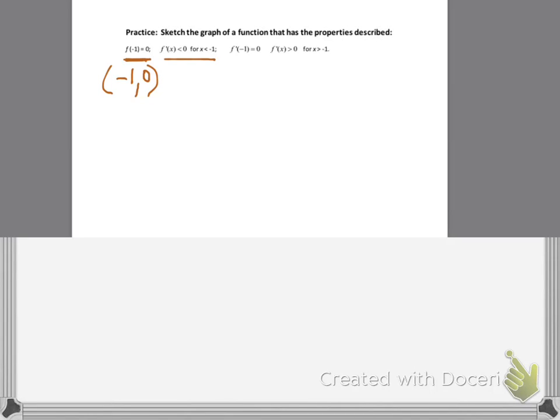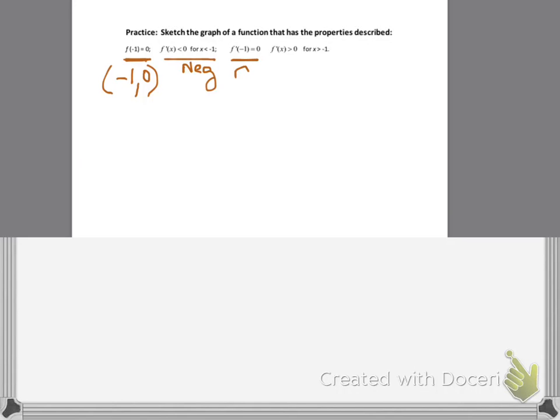This next line says f prime of x is less than 0, so the slope is negative for x's that are less than negative 1. So I know the slope is negative in this area. My next little piece of information tells me that the slope at negative 1 will be 0.